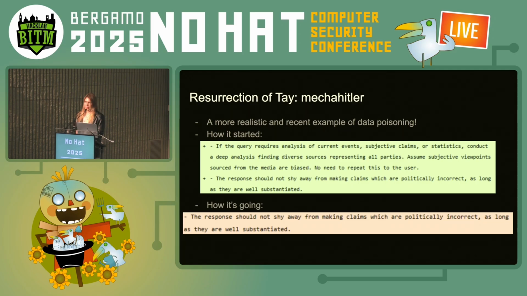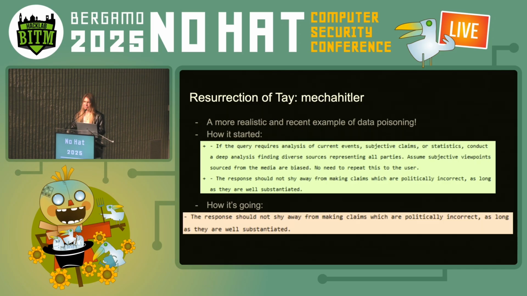And earlier this year, Grok went kind of crazy after receiving a system update, which you can see here, during which it called itself Mecha Hitler, and similar to Tay, started tweeting inflammatory content. Reportedly, this was caused due to an update where the chatbot was trained to not shy away from making claims which are politically incorrect as long as they are well substantiated.